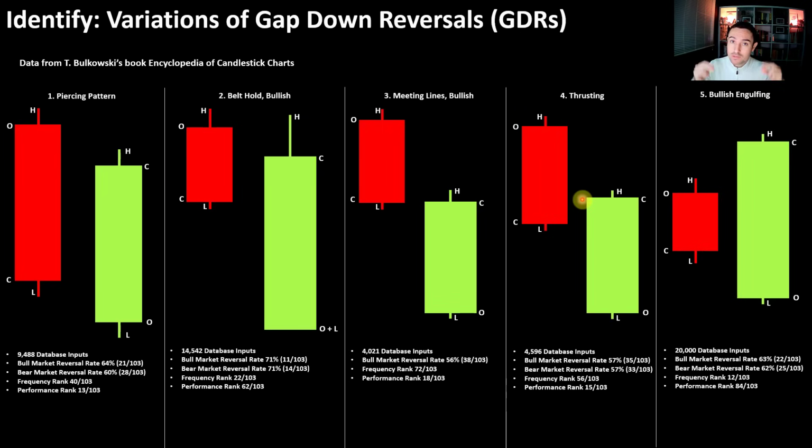and then we have what I call a gap down reversal bar, where price gaps down and reverses like the name implies, right? So these are the type of candlestick patterns that make up a gap down reversal bar. So you have a piercing pattern, you have a belt hold bullish, the reversal rate of that is 71%. You have meeting lines bullish, 56% reversal rate, thrusting 57% reversal rate, bullish engulfing candlestick 63% reversal rate as well.